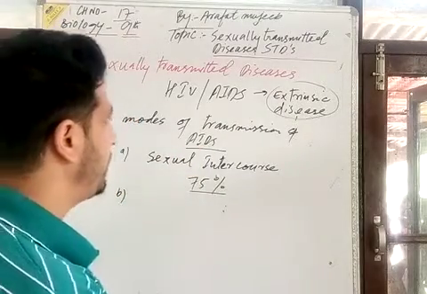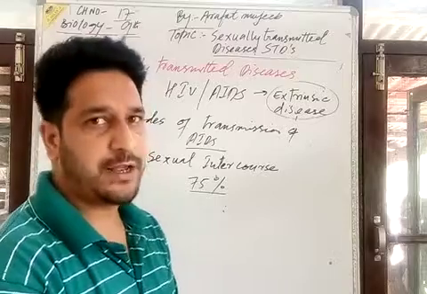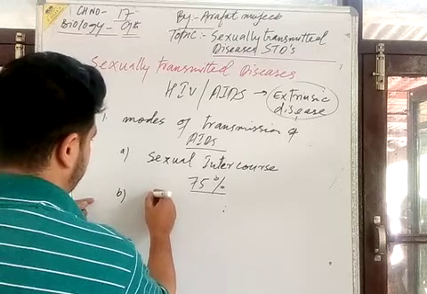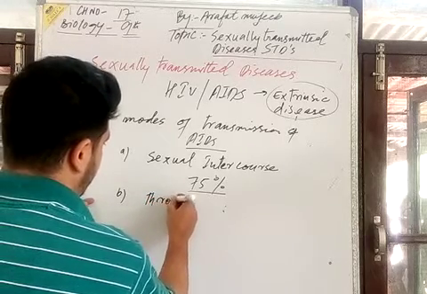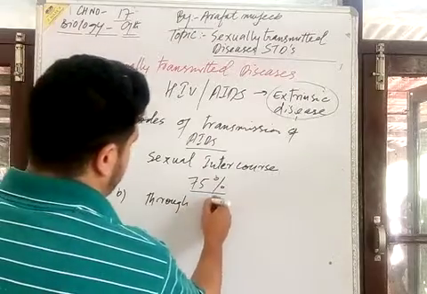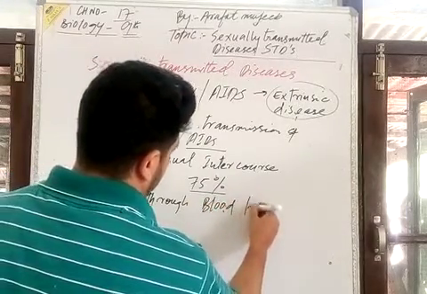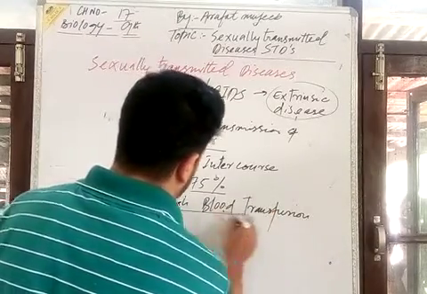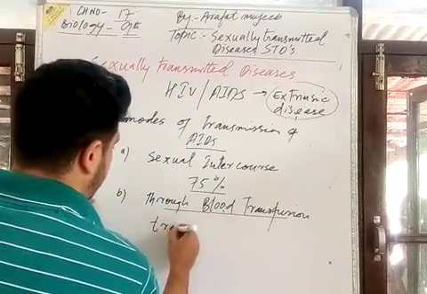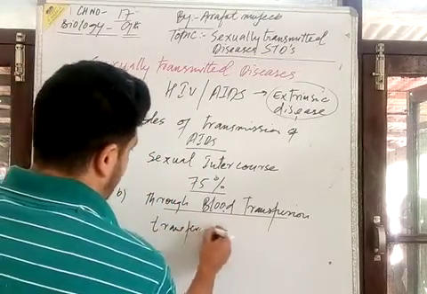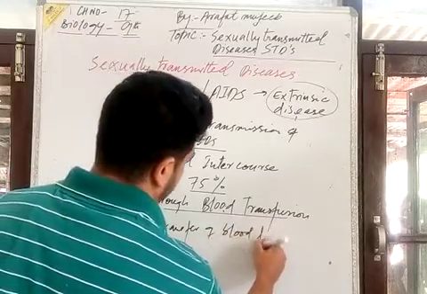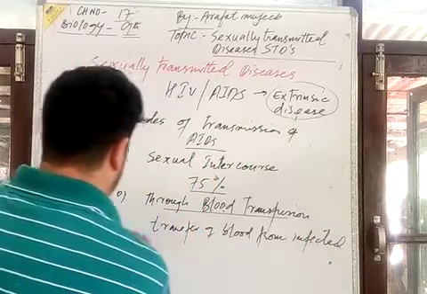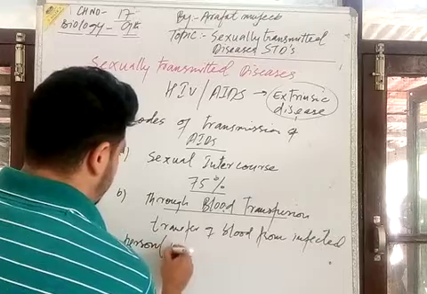There is another means by which we get this disease AIDS, that is blood transfusion. Here there is a transfer of blood. If there is a transfer of blood from an infected person to a healthy person. What do we mean by infected person here?